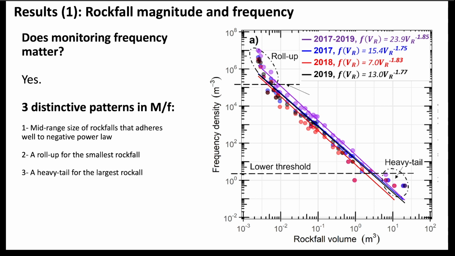The first is a mid-range size of rockfalls that adheres very well to a negative power law. So between the two horizontal dashed lines, we get a very good fit to a negative power law relation, which is good for modelling erosion rates.